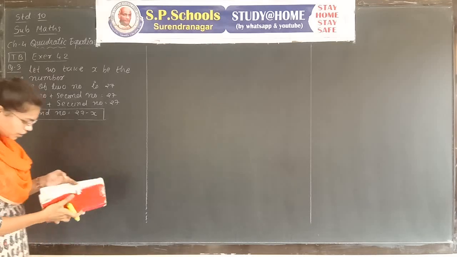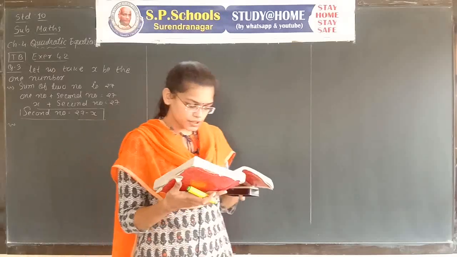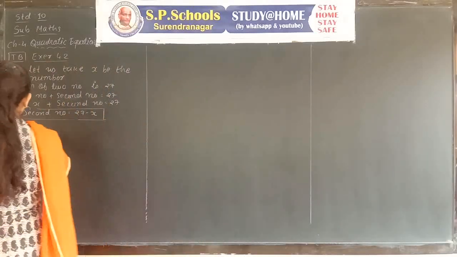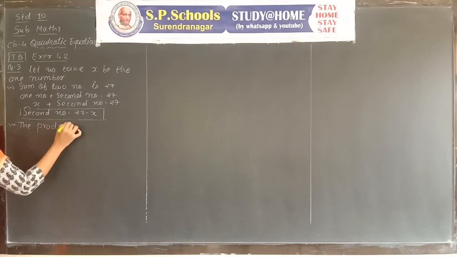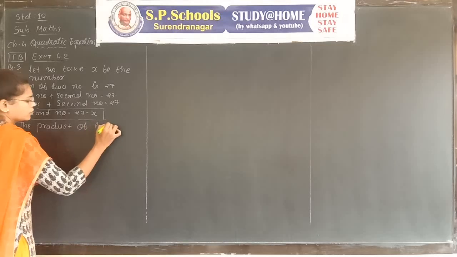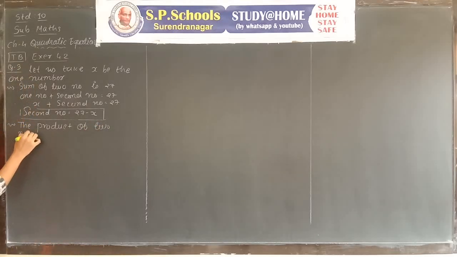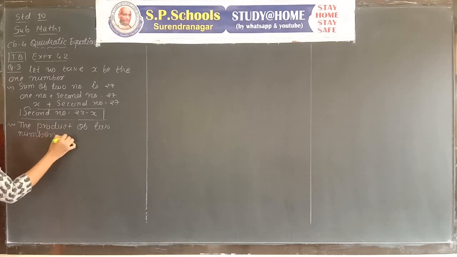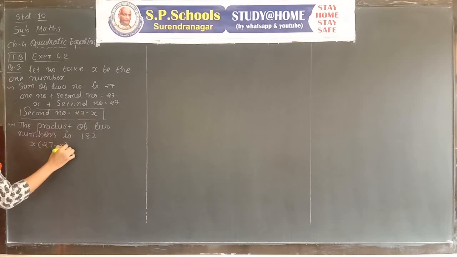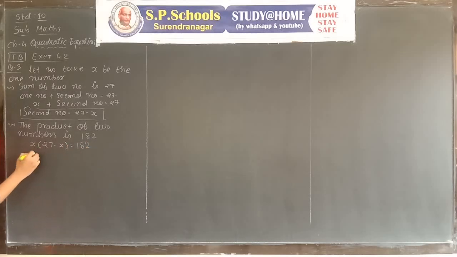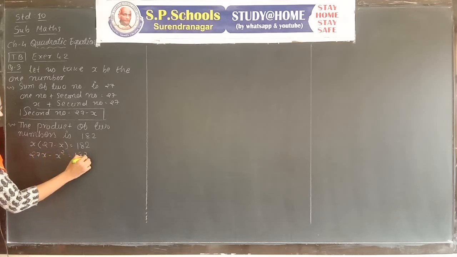Now, to obtain an equation, use the second condition. The second condition is the product is 182. The product of two numbers is 182. The one number is x and the second number is 27 minus x, so x times (27 minus x) equals 182. Therefore, we multiply x with the bracket. We get 27x minus x square equals 182.